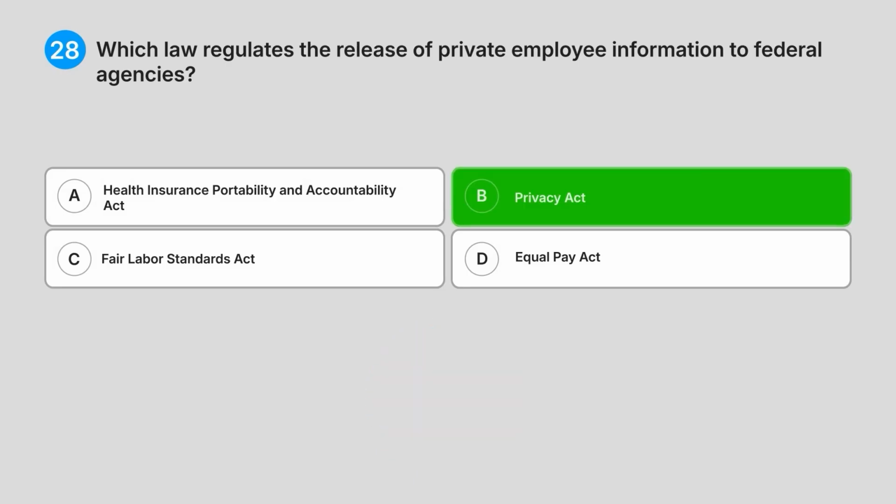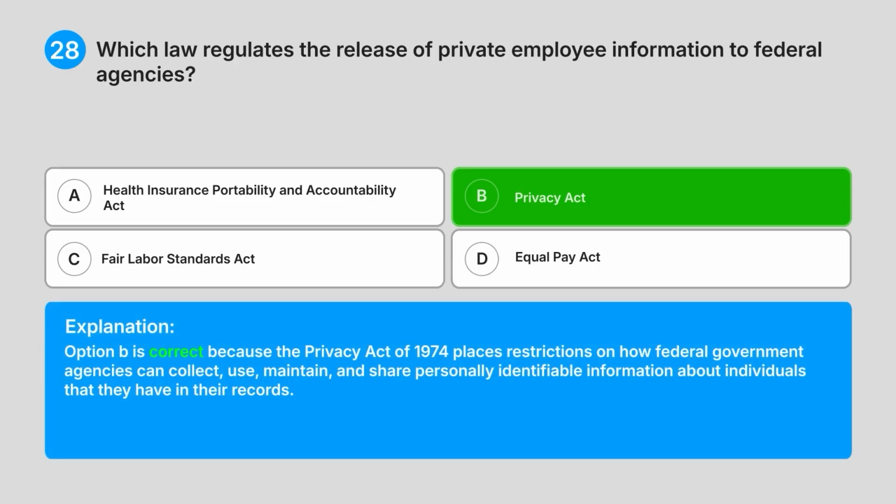Correct answer, B. Privacy Act. Explanation: option B is correct because the Privacy Act of 1974 places restrictions on how federal government agencies can collect, use, maintain and share personally identifiable information about individuals that they have in their records.